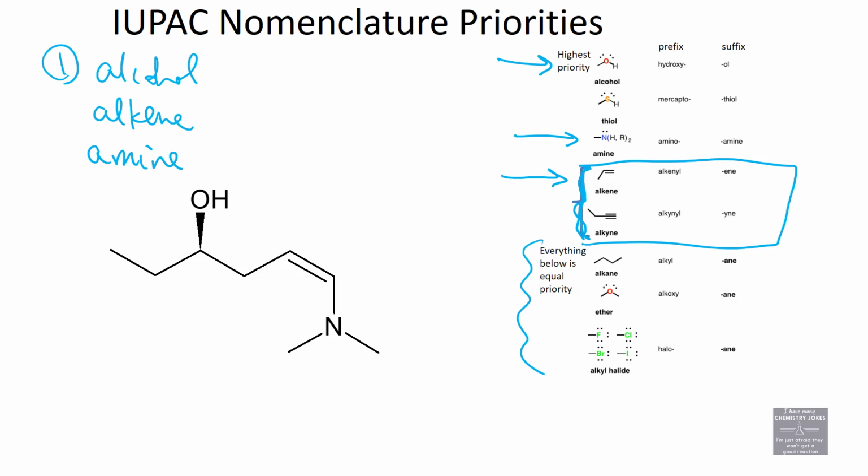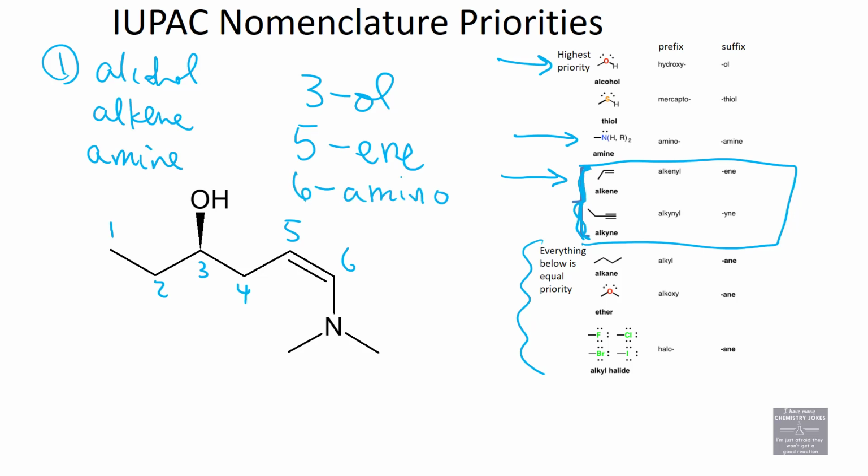That means the alcohol gets the lowest number possible. The lowest number that's going to be possible on this chain is 3. So this compound is a 3-ol, a 5-ene, a 6-amino. The reason it's called an amino is because when amines are not the highest priority group, it's named as a prefix instead of a suffix. So 6-amino. There's these things that need designation as well, and luckily they're the same. So that's an N,N-dimethyl.